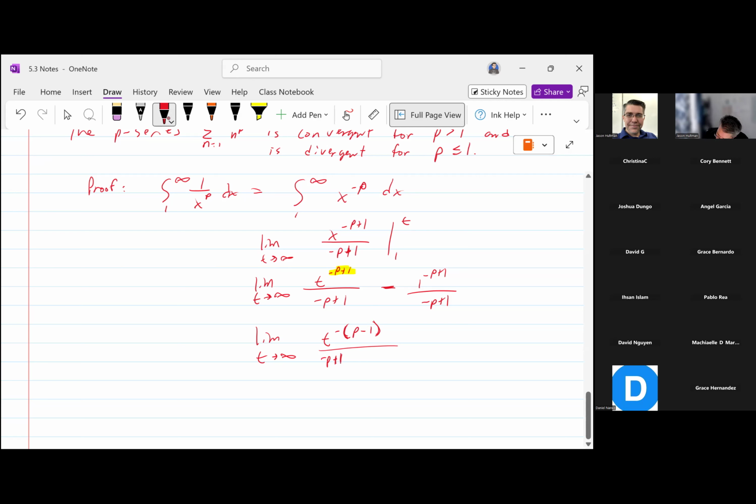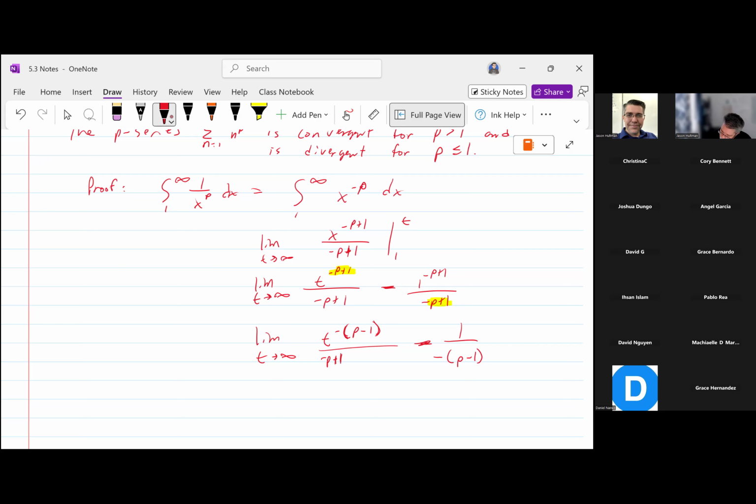And then this over here just becomes 1 to the negative p plus 1, which is 1. This is the minus. And again, I'm going to factor out a negative here, and that's going to give me a negative of p minus 1. Okay, cool.